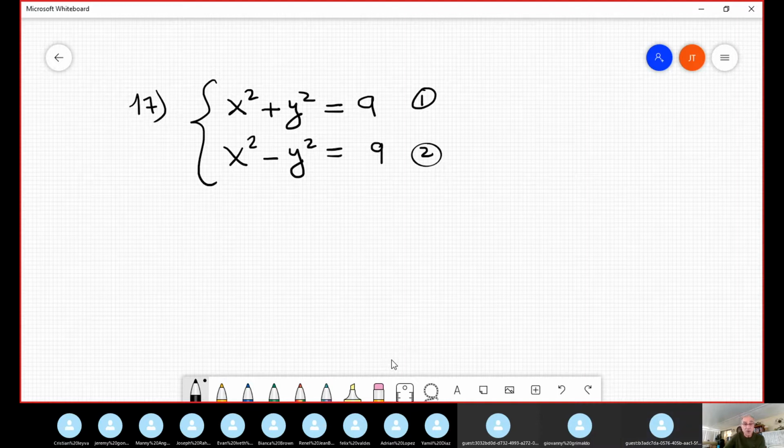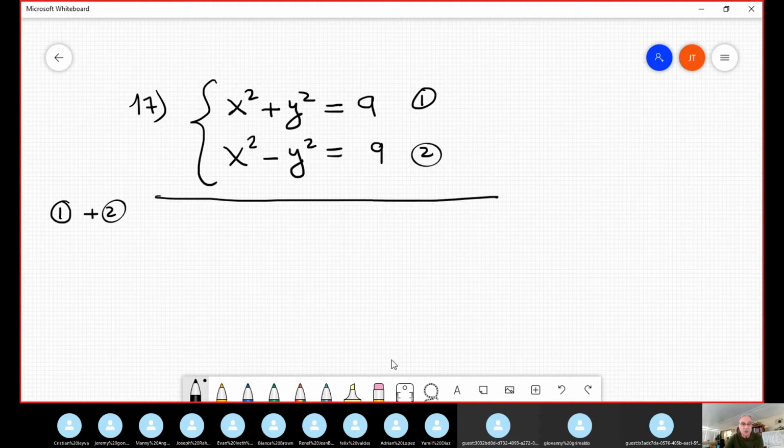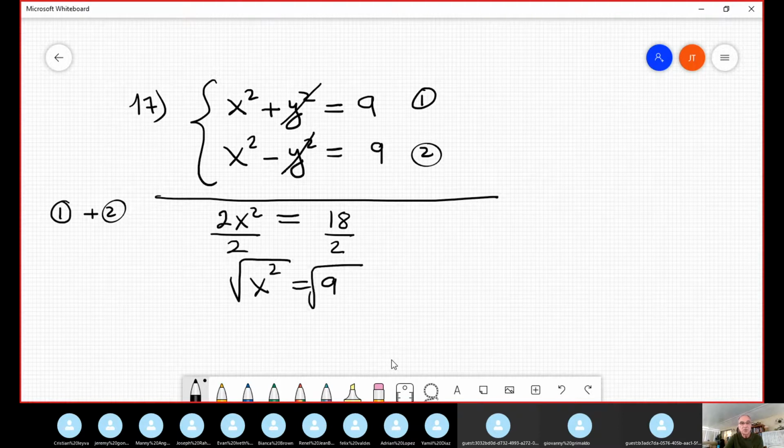Eliminate the two y's. It's obvious because when you add equation 1 plus equation 2 by column, the column of the x is 2x squared, the column of the y disappears. Equals 0? No, 9 plus 9 is 18. There's no subtraction, it's addition, 18, divided by 2. Quadratic equation, square root is plus or minus 3.